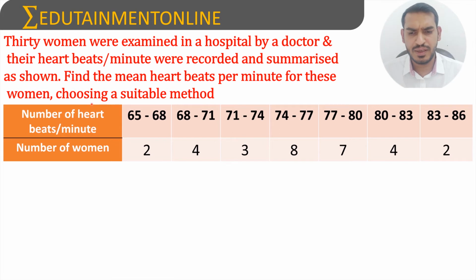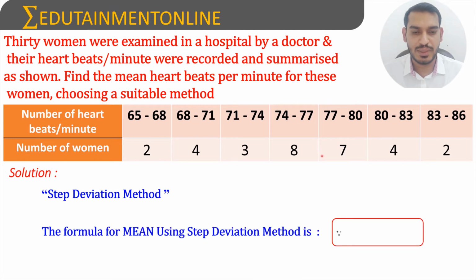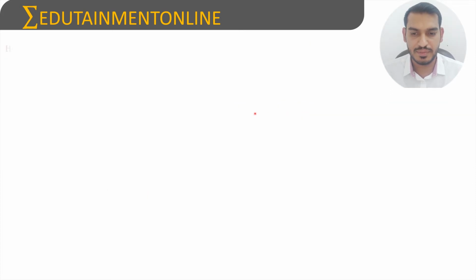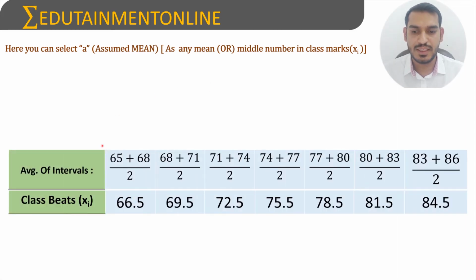So here this is small data, and still we can use the step deviation method or any method we can use. I am using the step deviation method to solve this problem. The formula for mean using the step deviation method is A plus h into sigma of fi ui by sigma of fi. Here you can select the assumed mean or any mean.